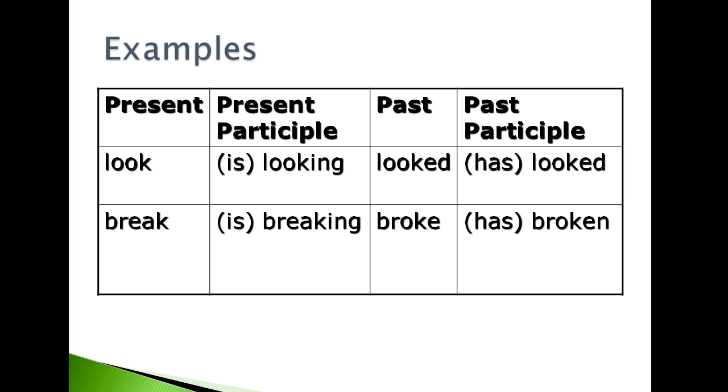Examples, just to look at, are in the present form, look and break. Present participle is the ing, looking, breaking. Past is looked. Broke, we'll talk about more in lesson 5, irregular ones. Past participle, if you had the word has, then that form would follow, that would be looked. And following the word has, you'd have the word broken. That's the past participle. That's as simple as that.